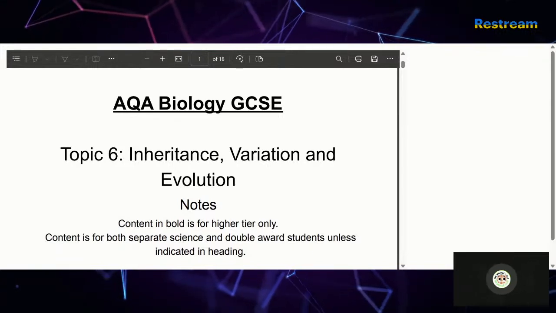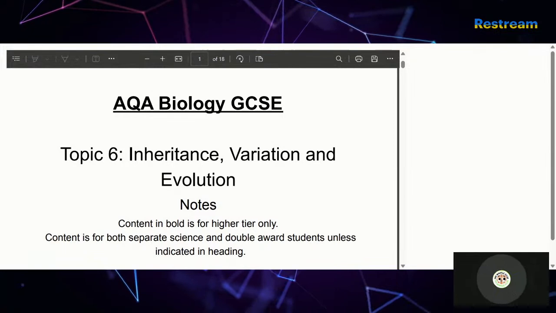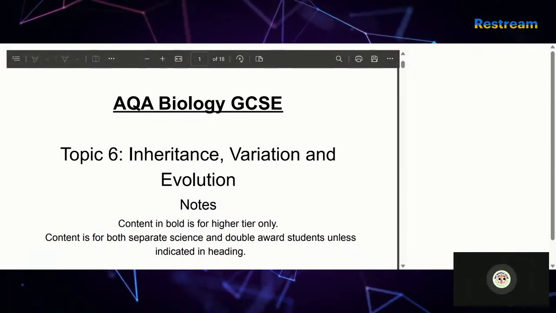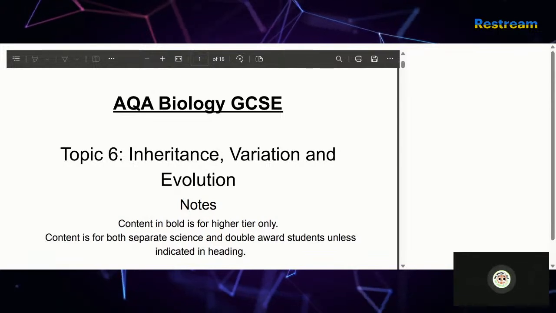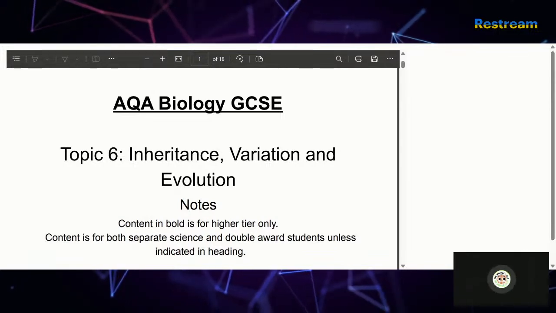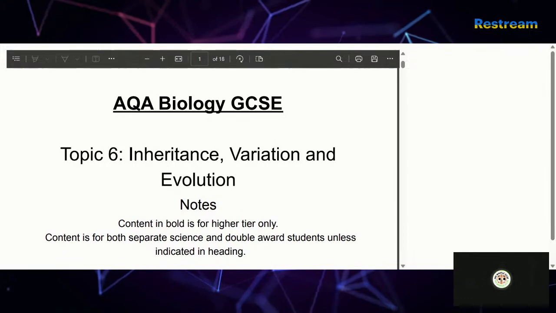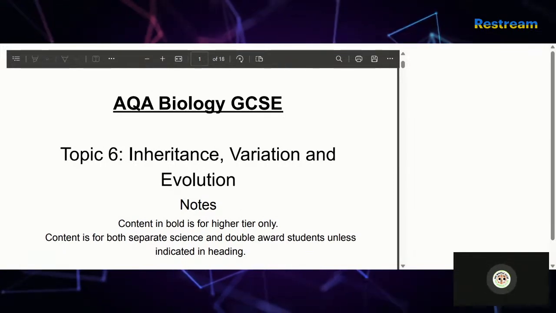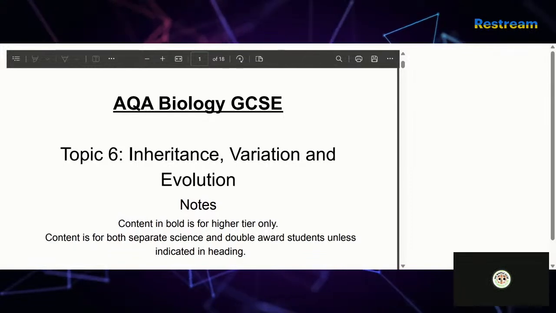We're now going on to our second topic, which is inheritance, variation, and evolution. This topic is much more condensed than the first topic, so don't worry, it shouldn't take a full hour. Hopefully this should take probably 15 to 20 minutes, and then we'll go on to the last topic as well. If you have any questions, do comment them, but let's get started.